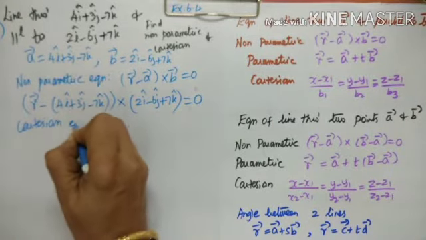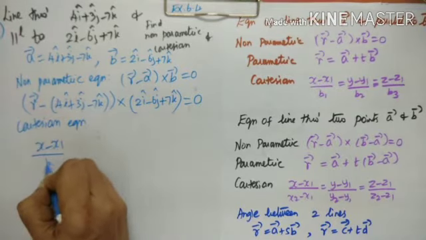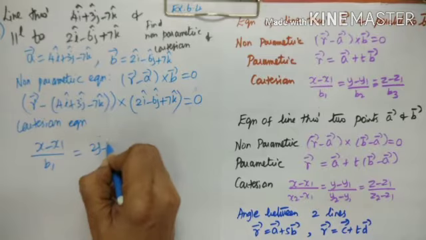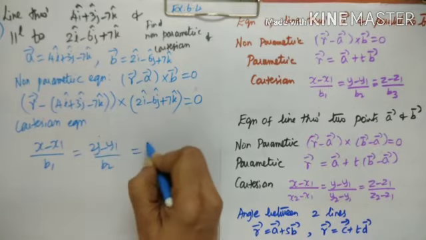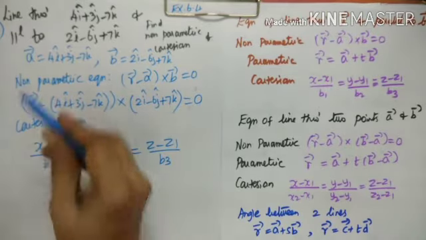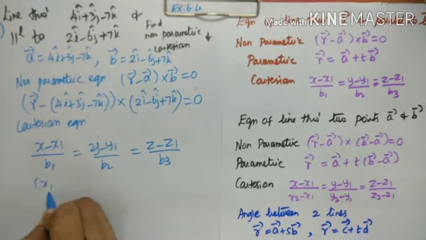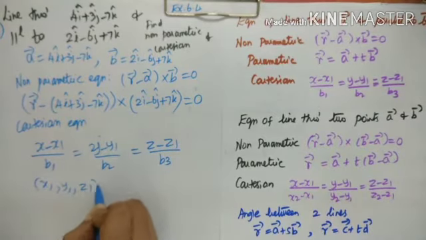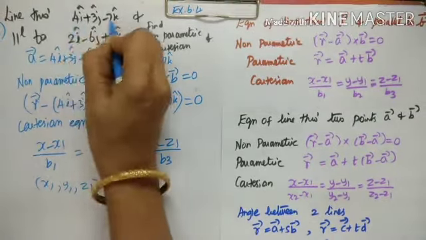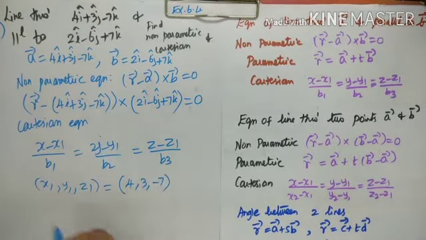What is the Cartesian equation formula? We said x minus x1 by b1, y minus y1 by b2, z minus z1 by b3. In this question, call this x1, y1, z1. So x1, y1, z1 is nothing but the point without ijk. Let me write 4, 3, minus 7.